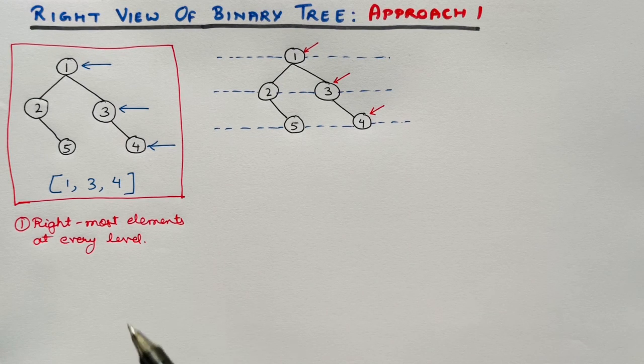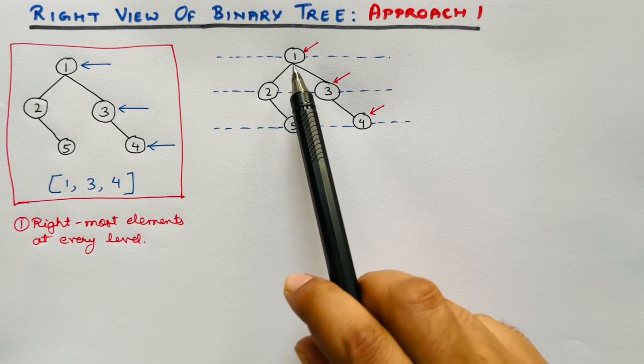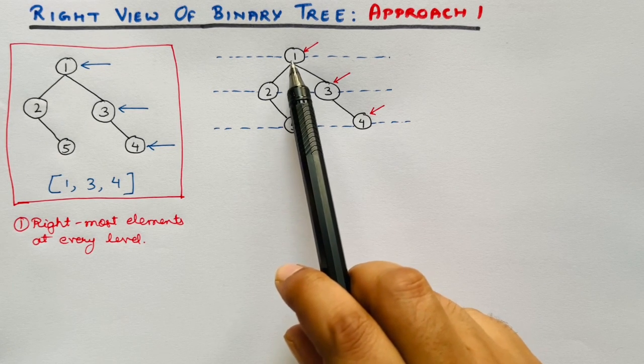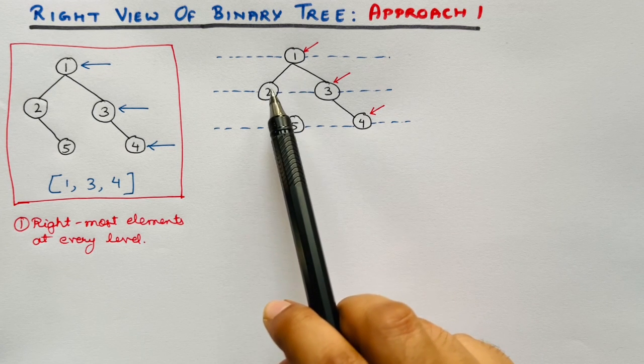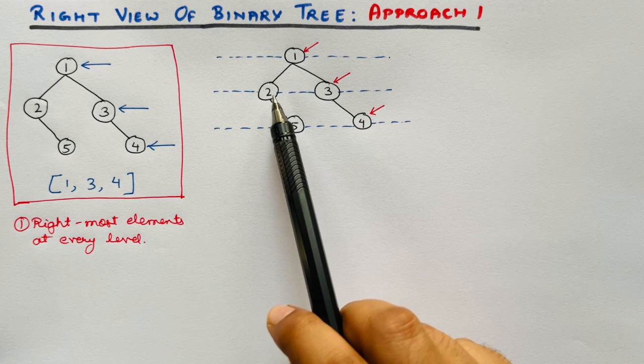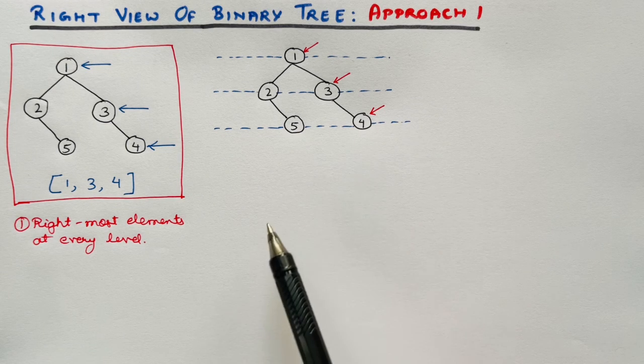So we make an observation here that we have to find the rightmost elements at every level. Now how do we do that? We can traverse this tree level by level. That means we first traverse and get the elements here at this level, which is 1. Then we traverse on this level and get the elements here, 2 and 3. Then we traverse at this level and get the elements here, 5 and 4.